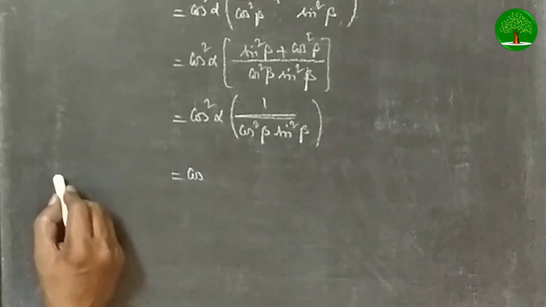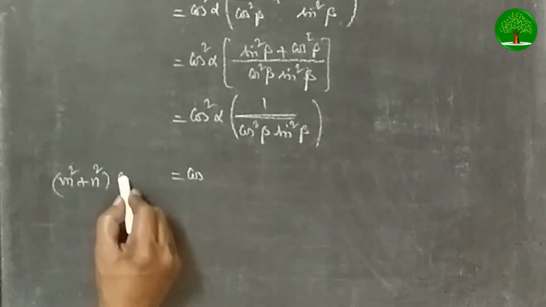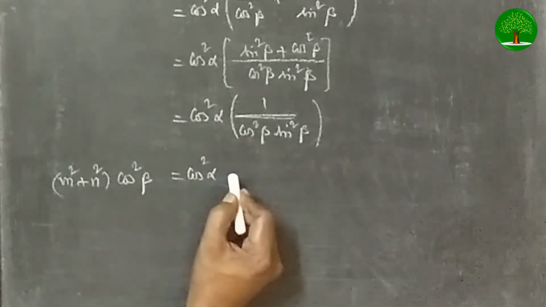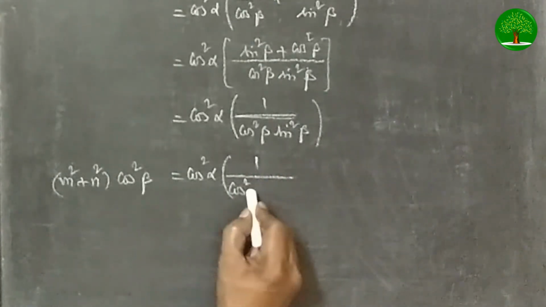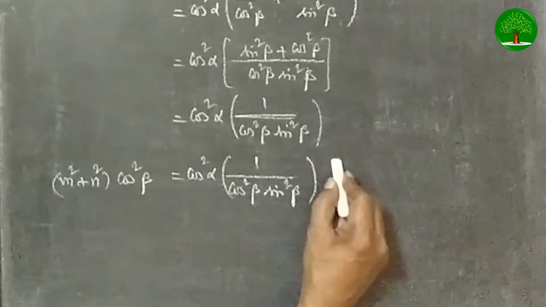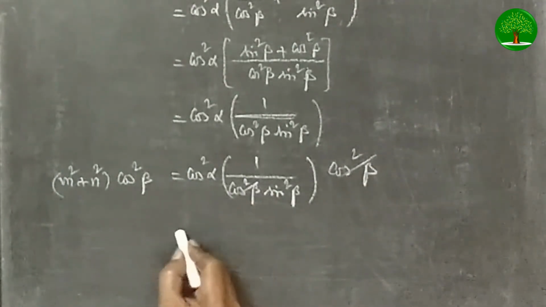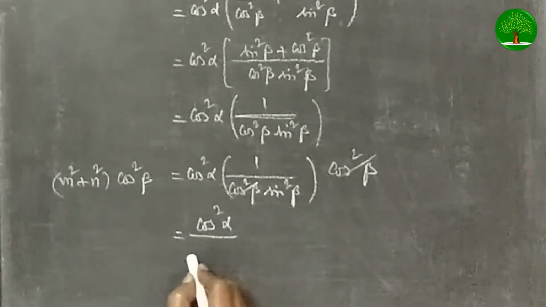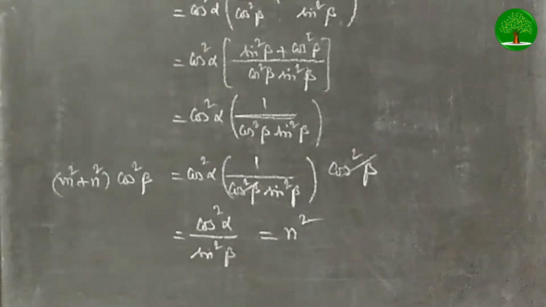Now m square plus n square, multiplied by cos square beta, is cos square alpha into 1 by cos square beta sin square beta, bracket cos square beta. This cos square beta cancels, and this is equal to cos square alpha by sin square beta, which equals n square.